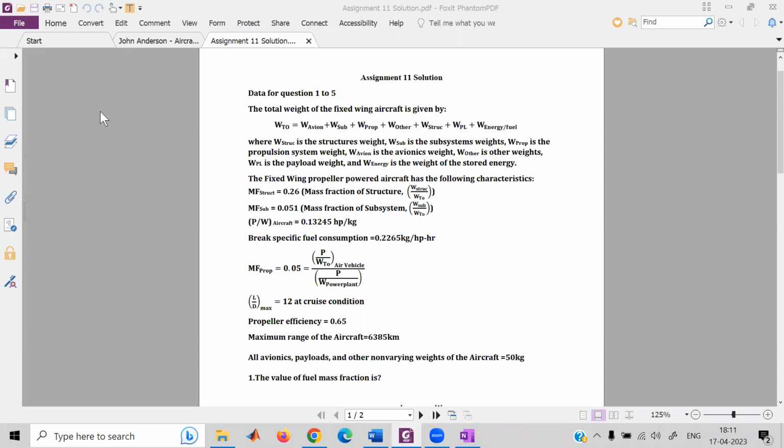Are we missing something? Sir, Breguet's range formula is only valid for cruise. It doesn't take into consideration the takeoff, landing, taxiing, and other variables. Exactly, that is what I was asking. It does not consider the complete mission profile.